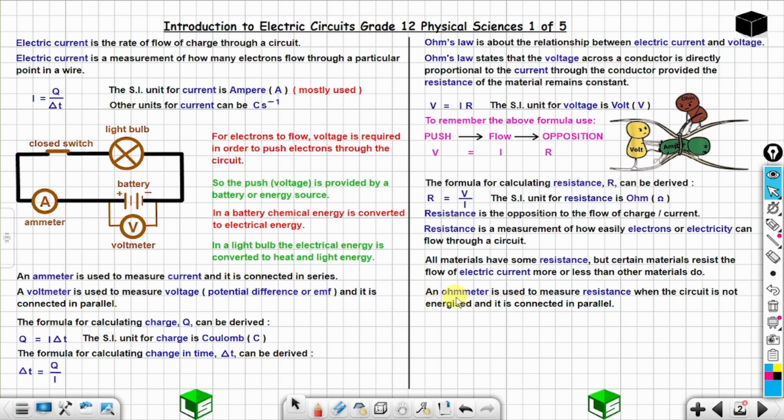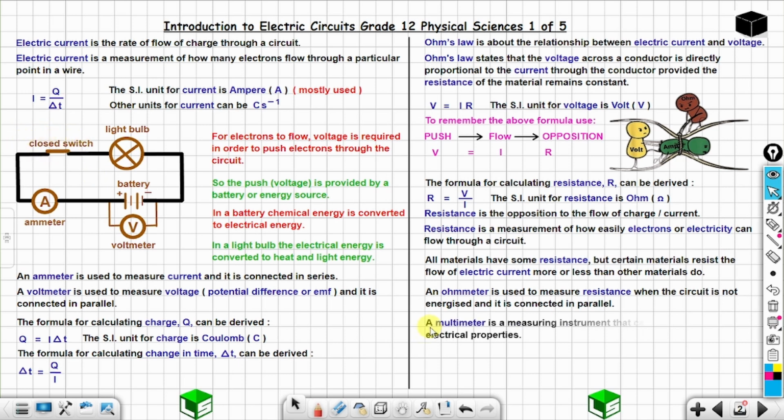An ohmmeter is used to measure resistance when the circuit is not energized and it is connected in parallel. You make sure the circuit is not energized. The switch must be open. If the switch is open, no current is flowing from the battery. This is what we mean when the circuit is not energized, meaning no current is flowing. So you have to open the switch.